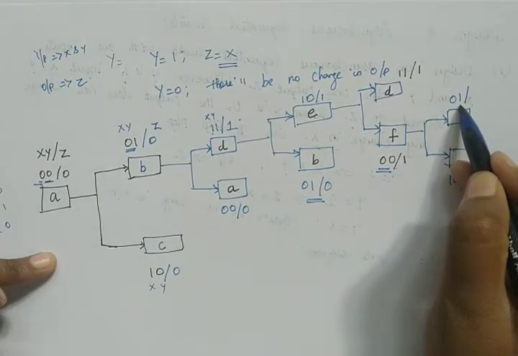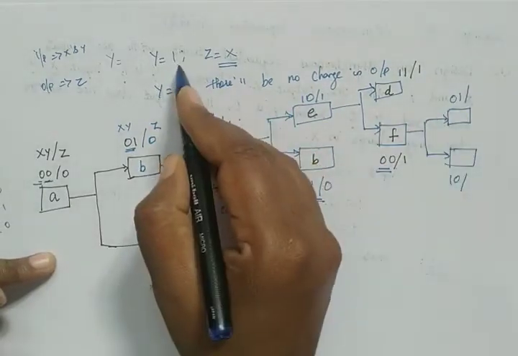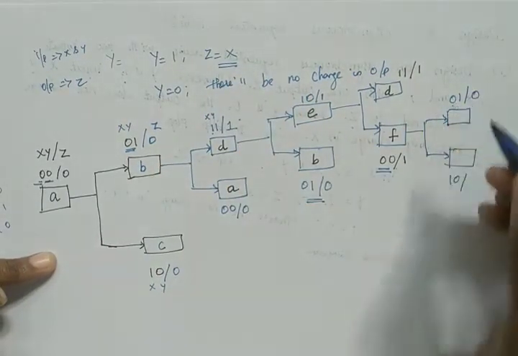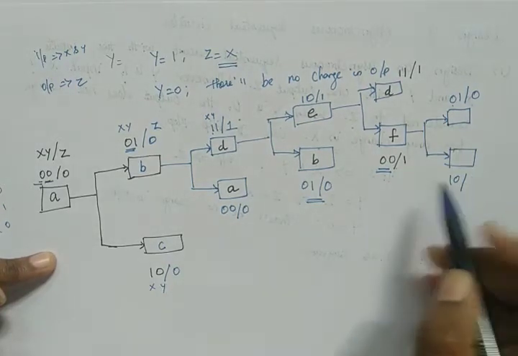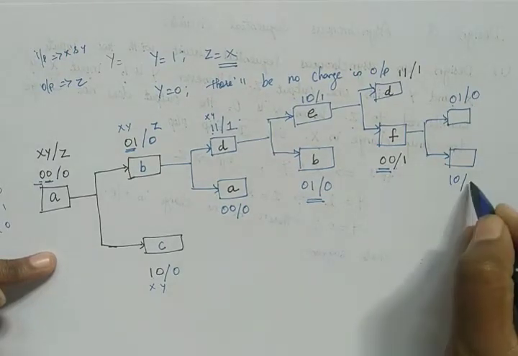Now if y is equal to 1, then z will be equal to x. So z is equal to x, that is 0. Here if y is equal to 0, then there will be no change in the output. So previously we had 1.